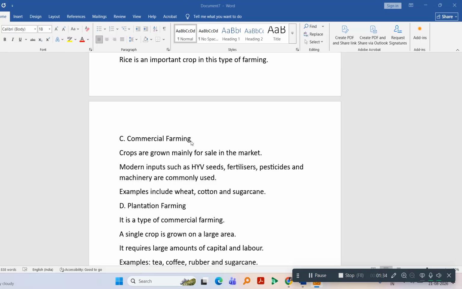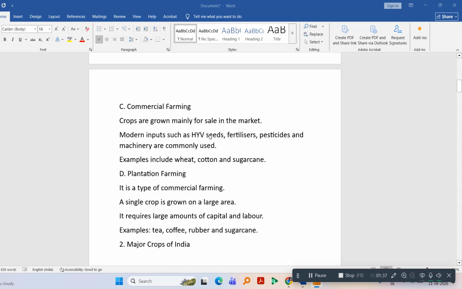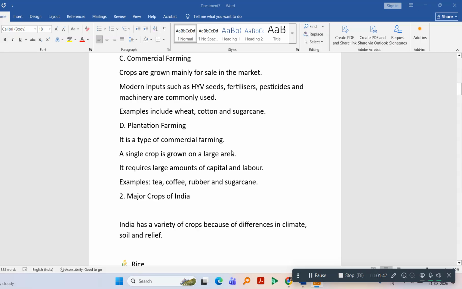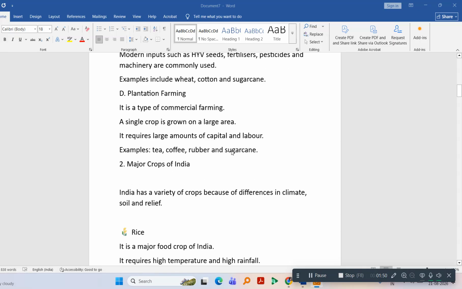Let's talk about plantation farming. It is a type of commercial farming. A single crop is grown on a large area. It requires large amounts of capital and labor. Examples: tea, coffee, rubber, and sugarcane. The major crops of India. India has a variety of crops because of differences in climate, soil, and relief.